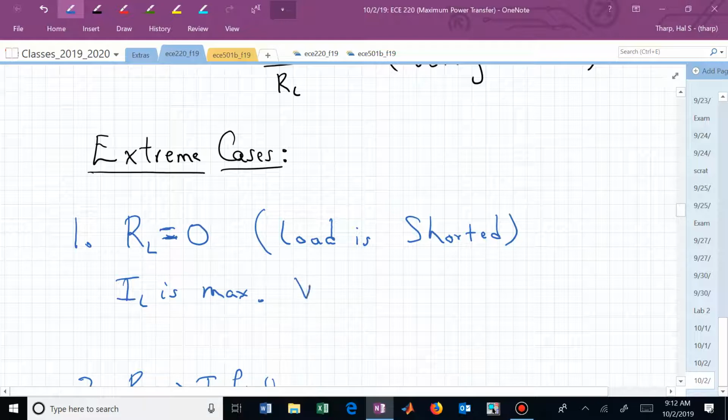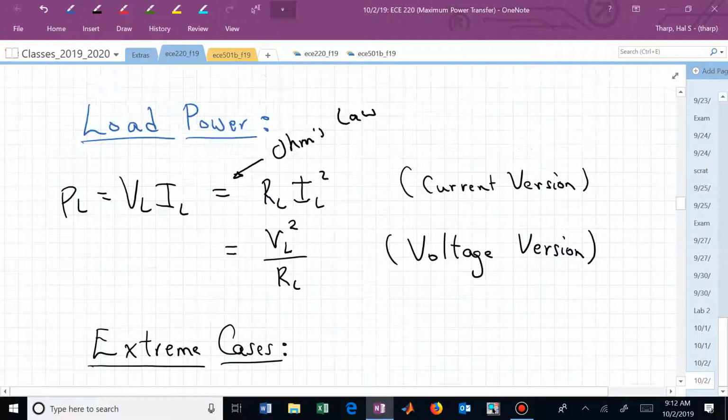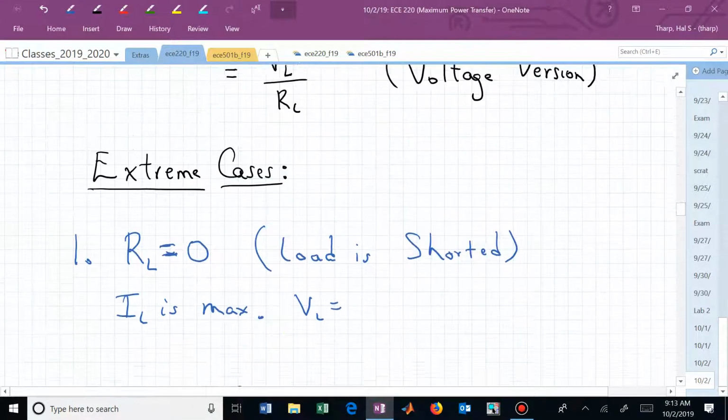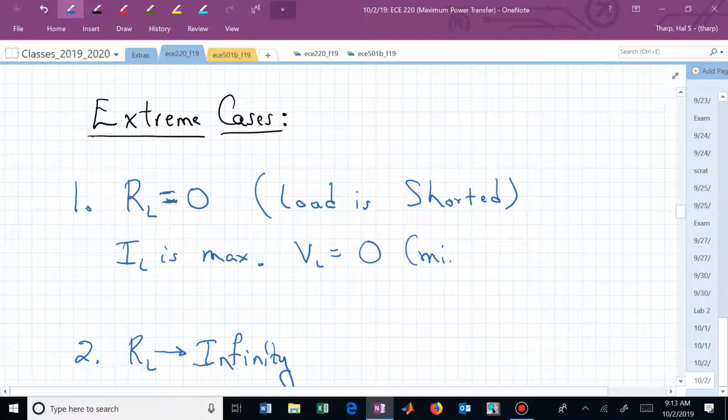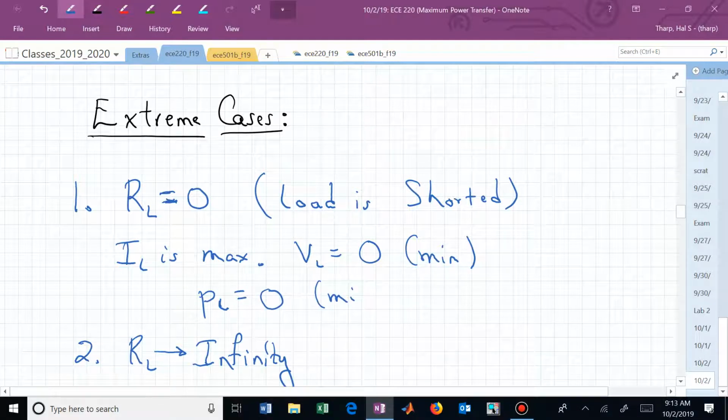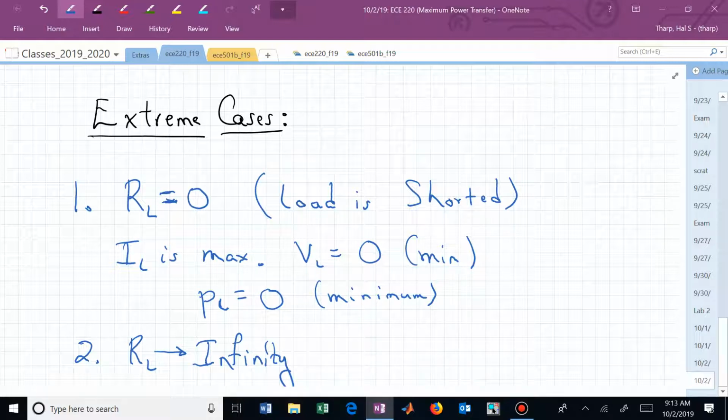What's the voltage across the load if it's now a wire? 0. That's a minimum. So what's the power at the load in this extreme case? Our formula hasn't changed. It's V times I. V is 0, so this is now 0. We have a minimum amount of power at the load when we short the load. That's one extreme. What about the other extreme?